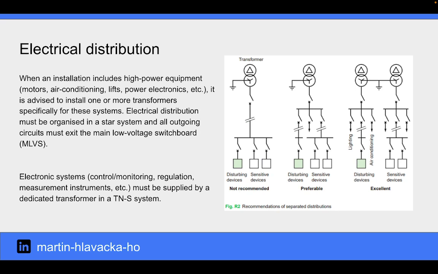When an installation includes high power equipment, it is advised to install one or more transformers specifically for these systems. The electrical distribution must be organized in a star system, and all outgoing circuits must exit the main LV switchboard. Electronic systems must be supplied by a dedicated transformer in a TNS system. The diagram shows recommendations for separate distributions.